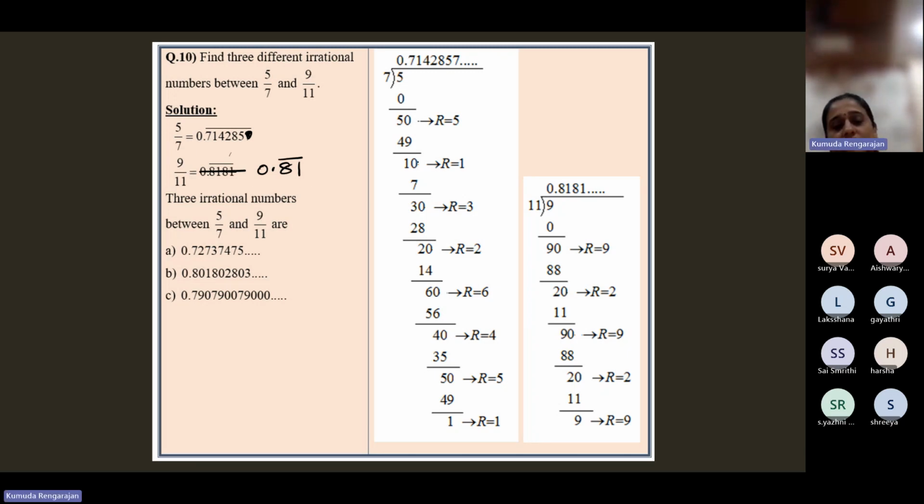So 0.81 recurring. Now insert the irrational numbers. Remember, to insert irrational numbers, you need the decimal expansions of the border numbers. When I say border numbers, I'm talking about 5 by 7 and 9 by 11. You need the decimal expansion of 5 by 7. You need the decimal expansion of 9 by 11.